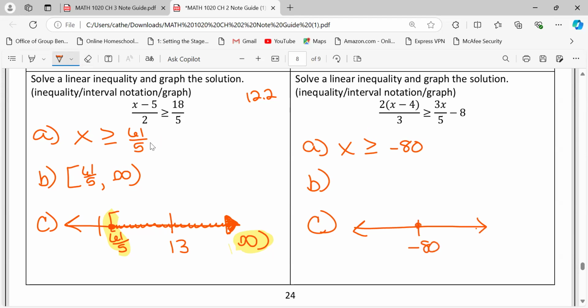Right. Now, if we look at the inequality symbol, it's pointing to the right, so we're going to shade to the right. That's going towards positive infinity, which always has a parenthesis. The inequality symbol has a line underneath it, so we're going to use a bracket.